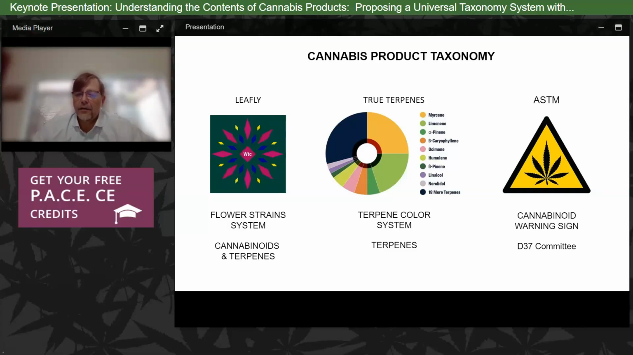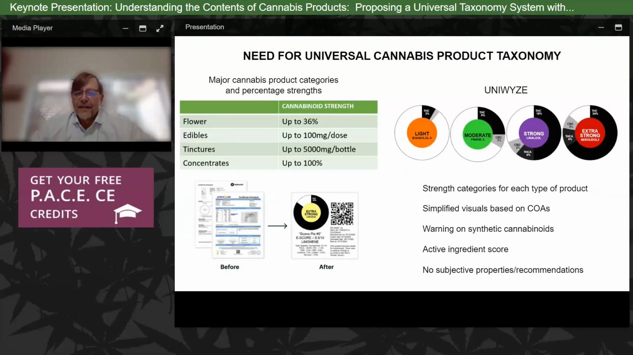That is a synthetic cannabinoid warning that the consumers can be aware of. While the regulators are going to catch up with the laws, we can be conscious of informing the consumers what they're consuming. Need for universal cannabis product taxonomy. We have major product categories: flowers, edibles, tinctures, concentrates. Major categories have different percentages. Cannabis flower cannot typically produce more than 36, 37% of cannabinoids by weight.